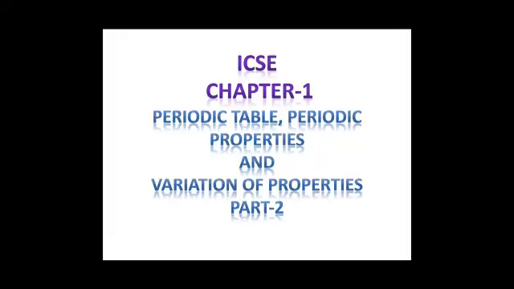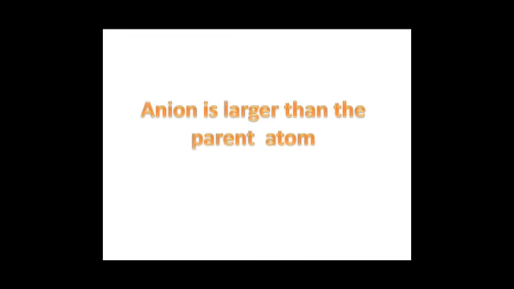Hello students, today we will discuss grade 10 chapter 1, periodic table, periodic properties and variation of properties, part 2. In the previous video we discussed atomic size and compared the cation size with its parent atom. In this video we discuss anions, and how an anion is larger than the parent atom.